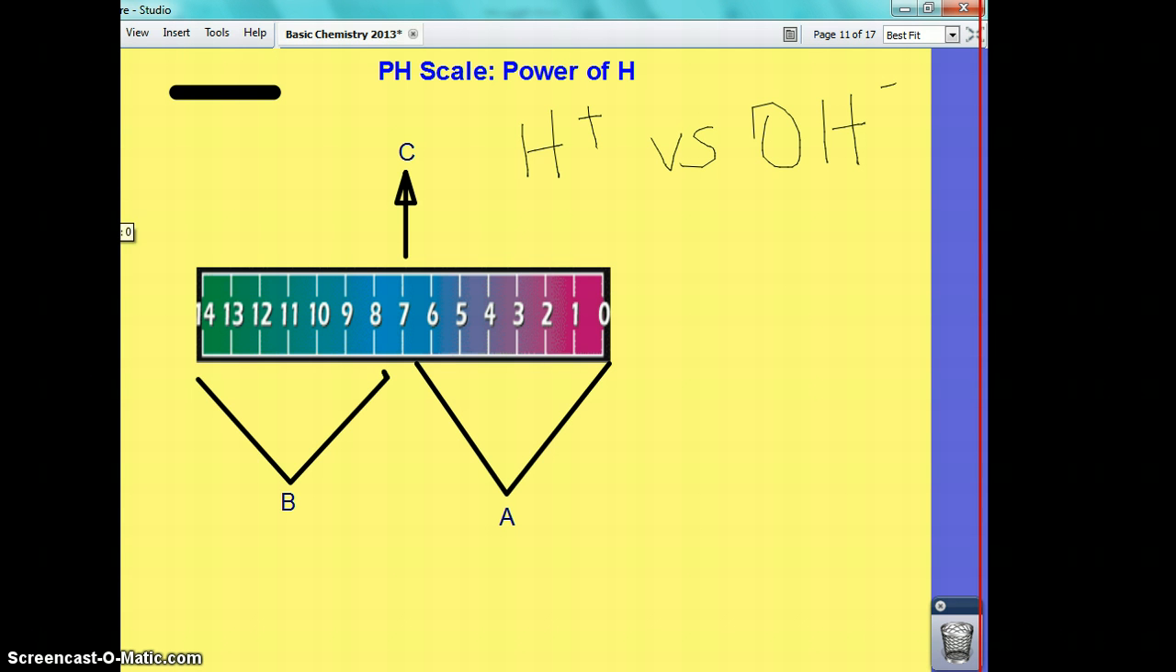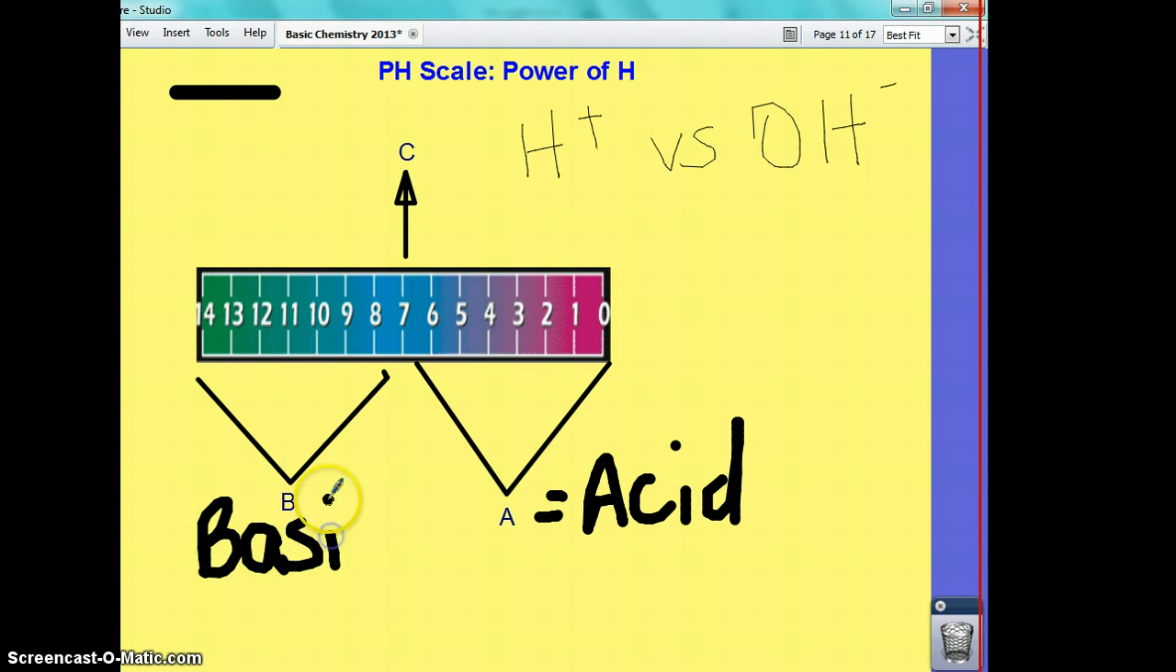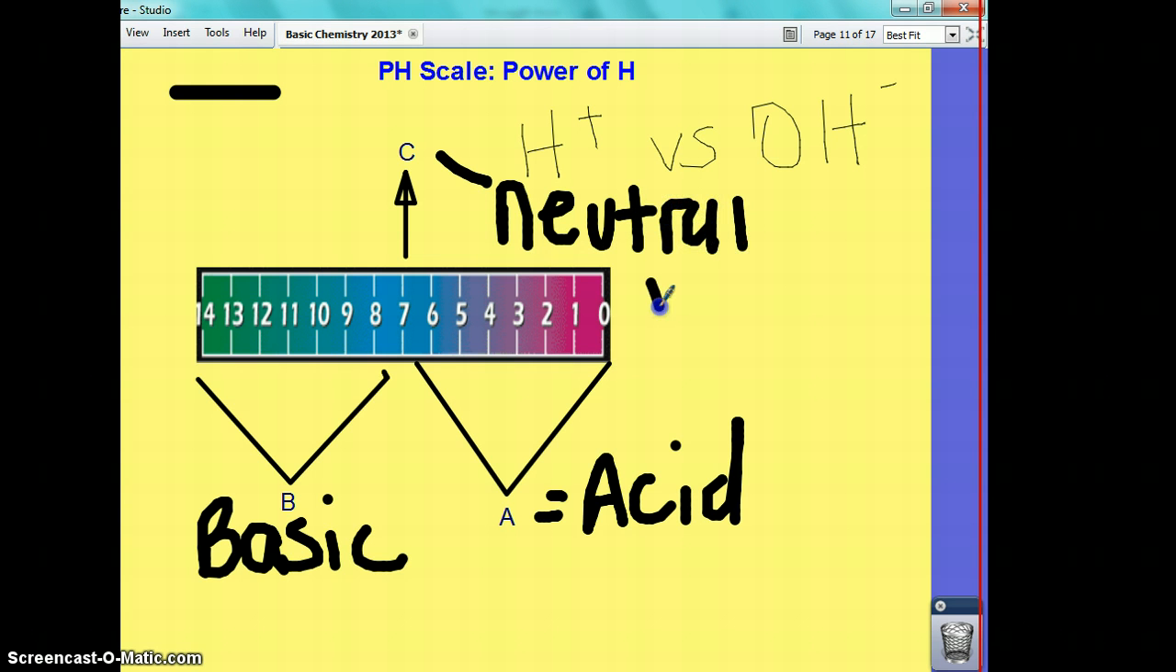So who could tell me about my ABCs here? A is acidic, B is basic, and C is neutral. Good. A is acid, B is basic, and C is neutral. Who could tell me something about neutral? Only water. Only water is neutral. Pure water, I should say.